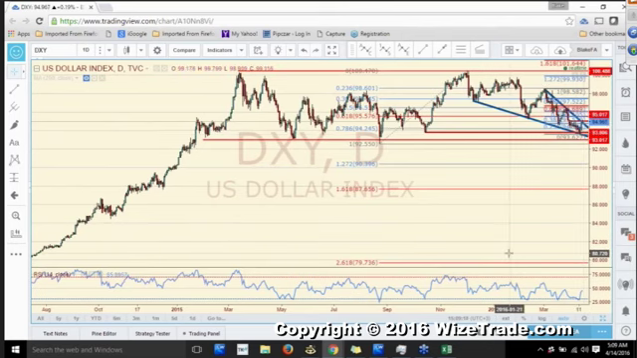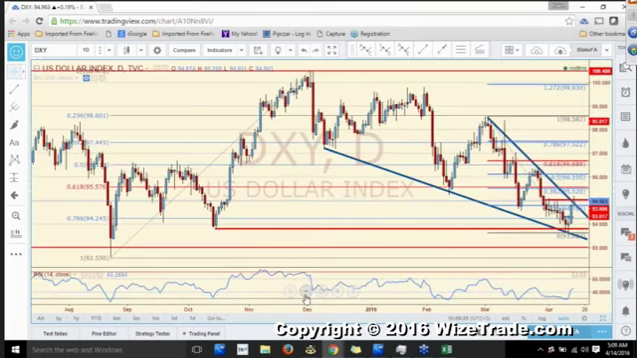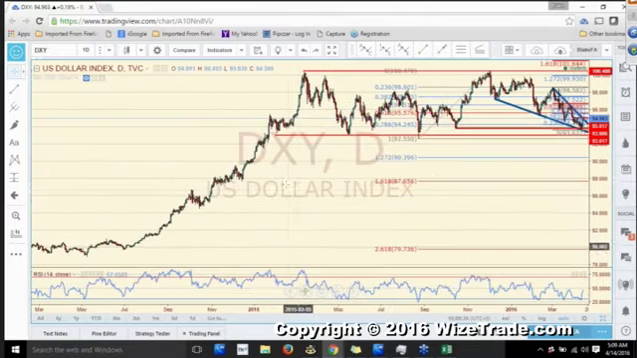And then, dollar longs are at their lowest levels that we've seen since April of 2014. Okay? So that means we have less longs right now in the dollar than right here. There are less people long the dollar right now than there were down here via the commitment of traders report. Think about that.